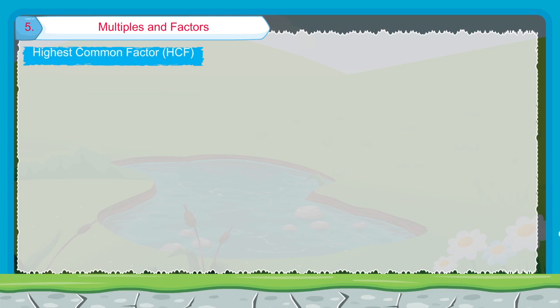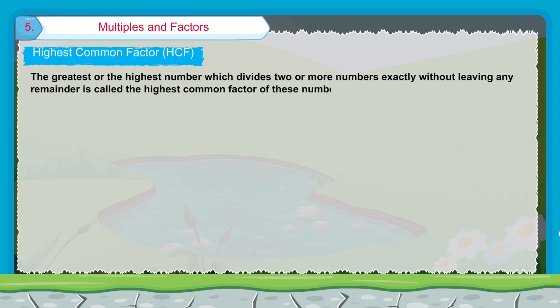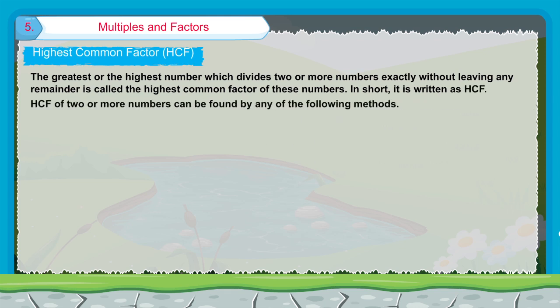Highest common factor, HCF. The greatest or the highest number which divides two or more numbers exactly without leaving any remainder is called the highest common factor of these numbers. In short, it is written as HCF. HCF of two or more numbers can be found by any of the following methods.